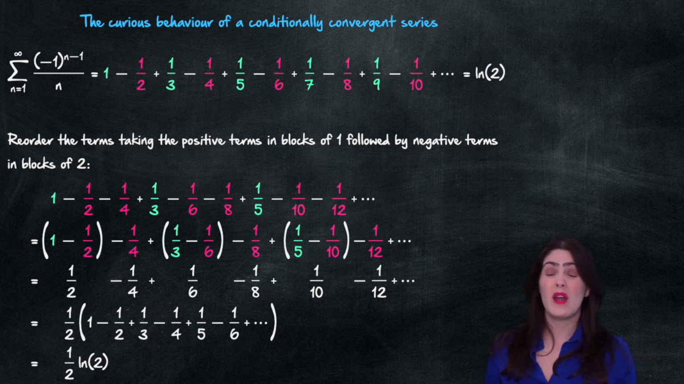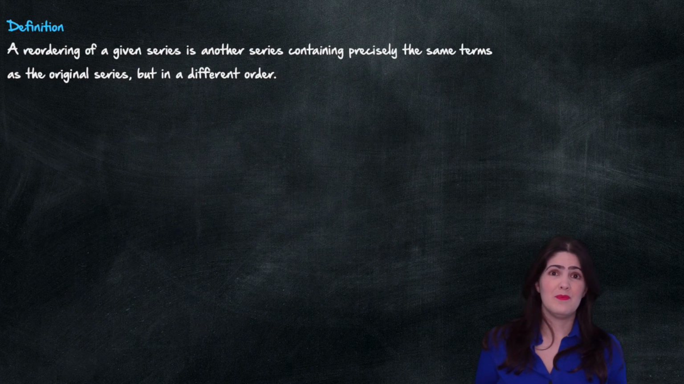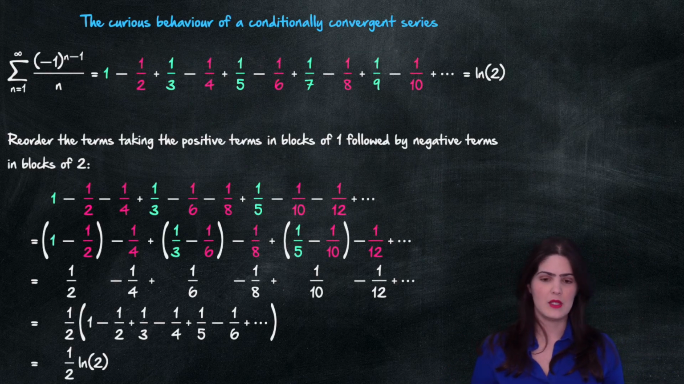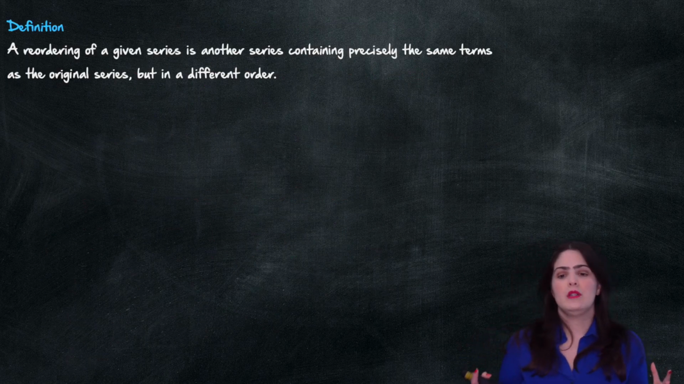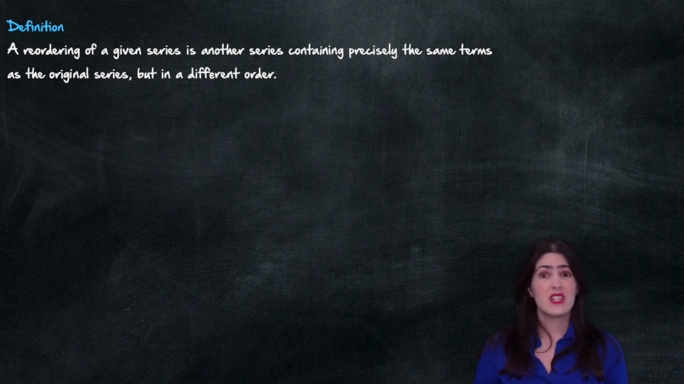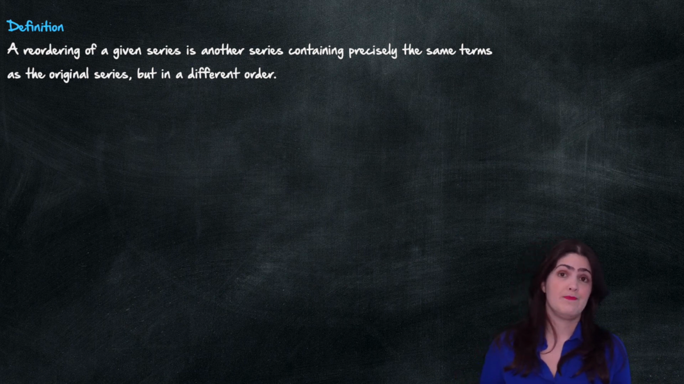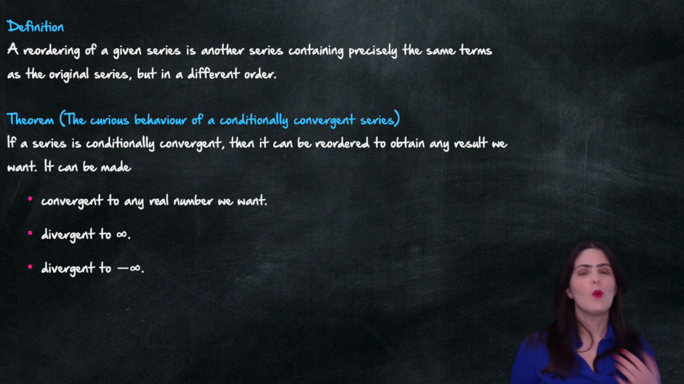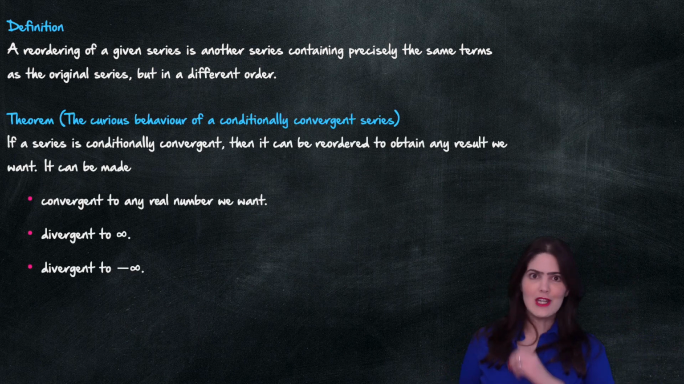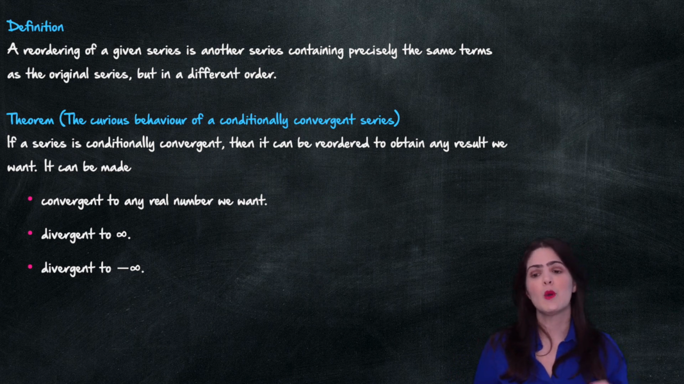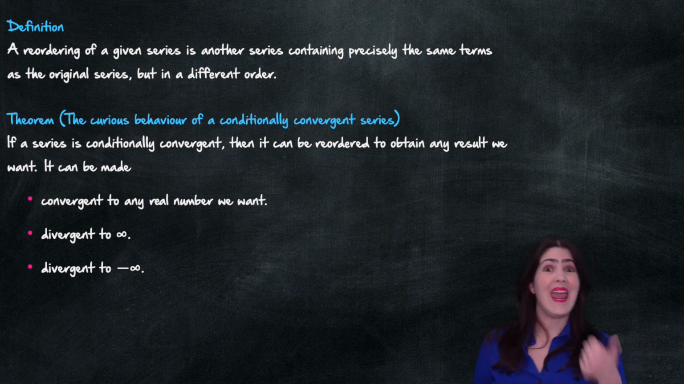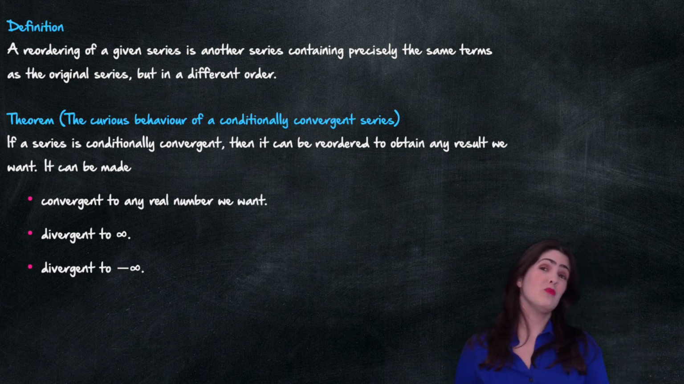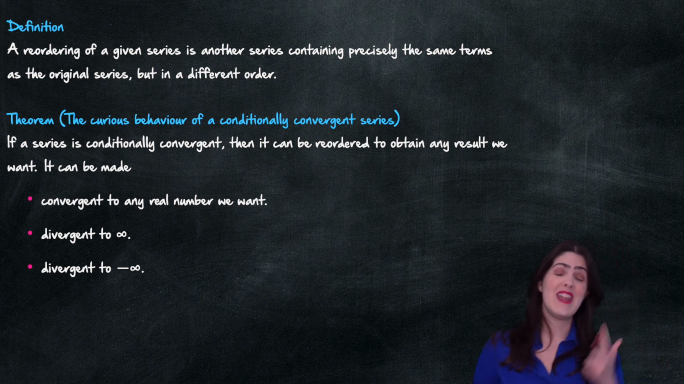Why is this happening? What's the problem with this? Well, let's see. In general, when I swap the order, which is what I did here, you see I took 1 positive, 2 negative, 1 positive, 2 negative. In general, we call a reordering of a series another series that contains exactly the same terms, but in a different order, right? That's what we did. And we're going to see that when we have a conditionally convergent series, then we can reorder it to obtain any result we want. So we can make it converge to any real number we want. We can make it diverge to positive infinity, and we can make it diverge to negative infinity.